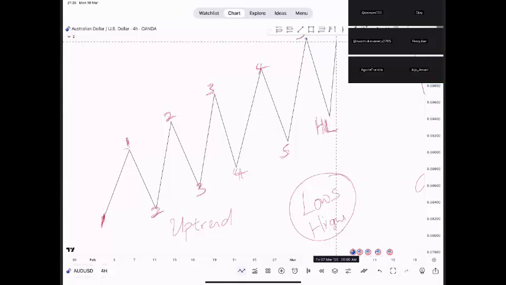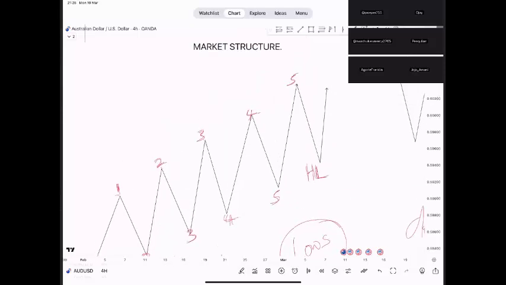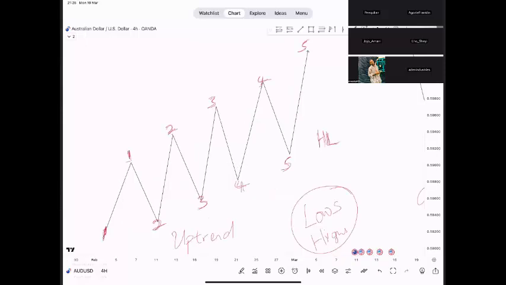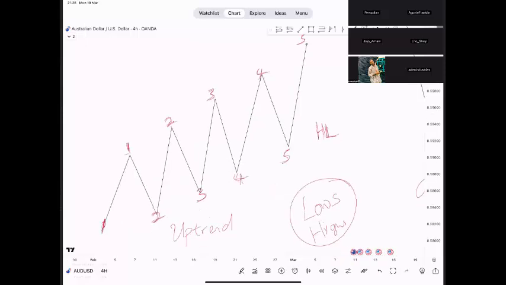It's going to still be higher than low 5, right? So which means that for an uptrend to continue, price has to create lows that are higher than the previous lows. So it is very safe and correct to say that in an uptrend we have higher lows. Why are they called higher lows? Because they are always higher than the previous lows.